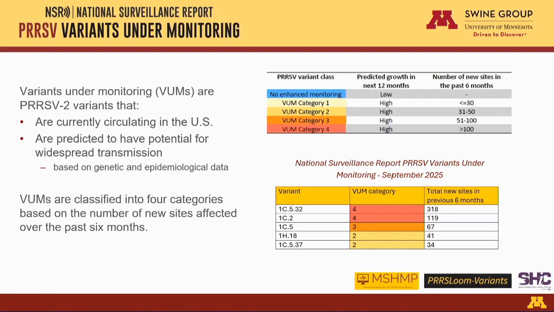And of course, it's a lot of information. So the way we did this report in particular is that we further classified those variants into 4 categories based on the number of sites that are affected by each variant in the past 6 months. So these categories here are actually meant to kind of mimic the hurricane classification, in which we have, for example, category 1 representing variants that are occurring in low transmission right now, and category 4 are the ones that are occurring in much higher frequency at the moment. And the reason I'm mentioning that is because variant 1C.5.32 that we are talking about today is currently classified as VUM category 4, which means that it's a variant that is occurring in a very high frequency.